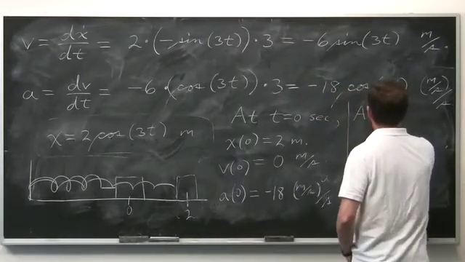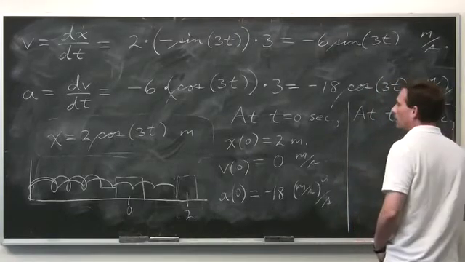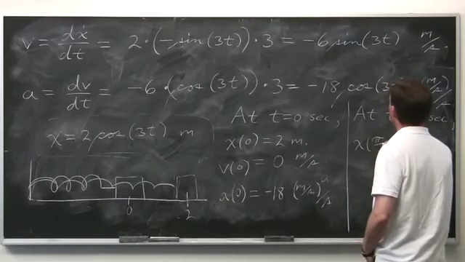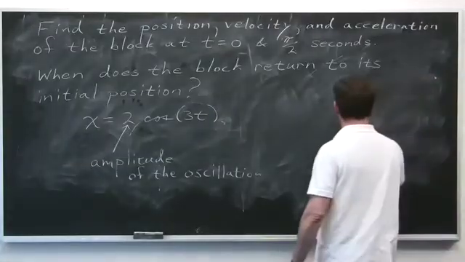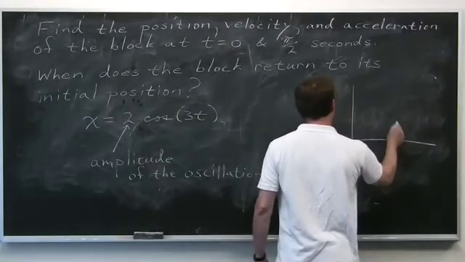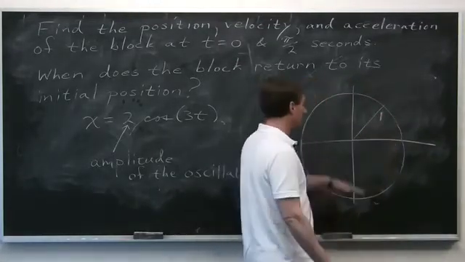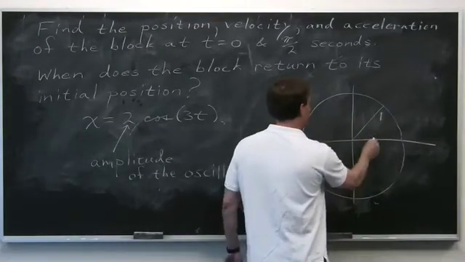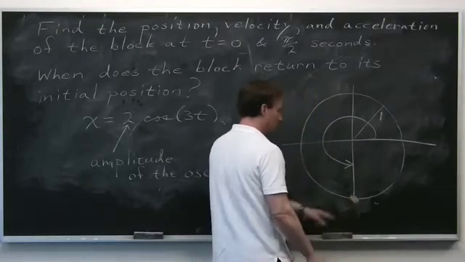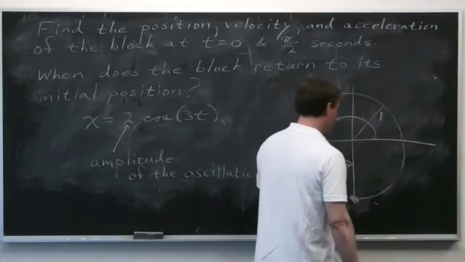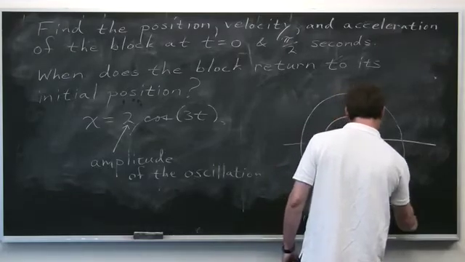What happens at t equals pi over 2 seconds? Well, what's x at pi over 2? It's 2 times the cosine of 3 pi over 2. I'll remind you, I'm going to draw the unit circle. Pi over 2 radians is 90 degrees. 3 pi over 2 would take you all the way around to here. You're looking at the x and y coordinates of this point for cosine and sine of 3 pi over 2. That point has x coordinate 0, and y coordinate minus 1.